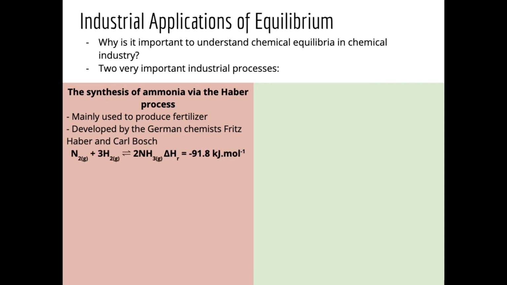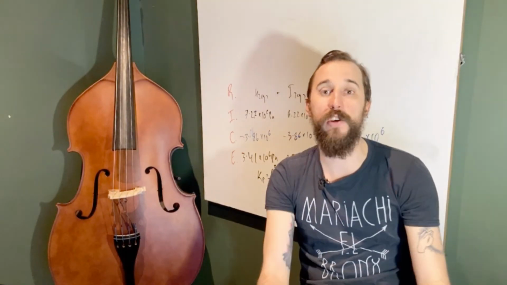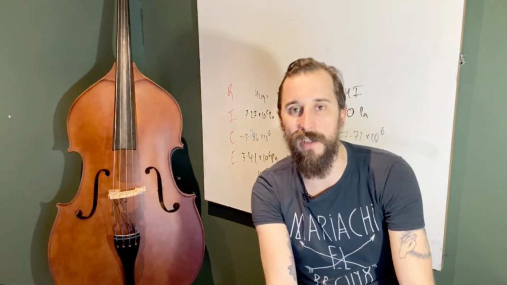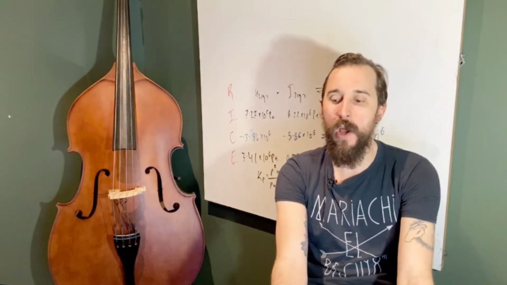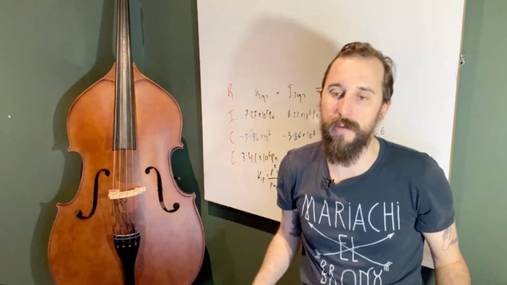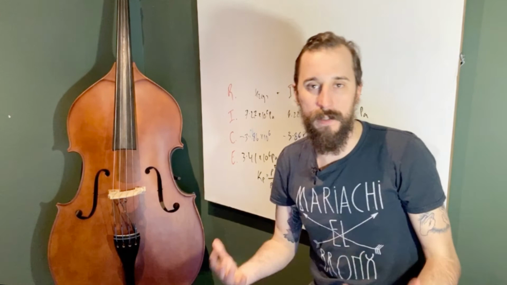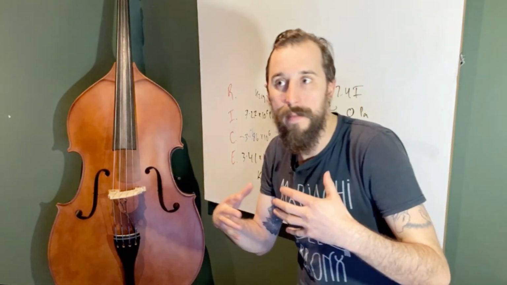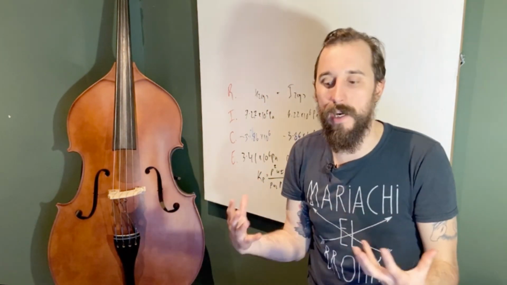Nitrogen plus 3 hydrogen is at equilibrium with ammonia. We have a delta H of reaction of minus 91.8 kilojoules per mole, so we have an exothermic reaction. Consider the effect of equilibrium. Now, we talked about how we can manipulate the position of equilibrium using Le Chatelier's principle, and there were 3 factors: concentration, temperature, and pressure. So if I'm mass producing ammonia on an industrial scale, we want to try to make as much of it as we can. So we want to push the equilibrium to the right as far as we can.